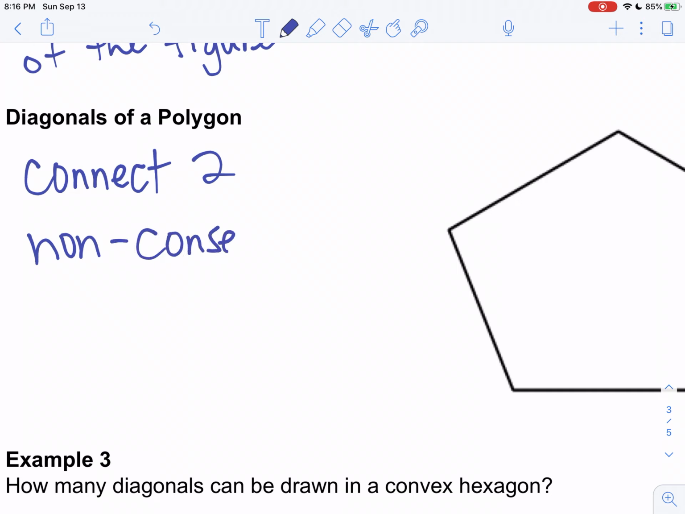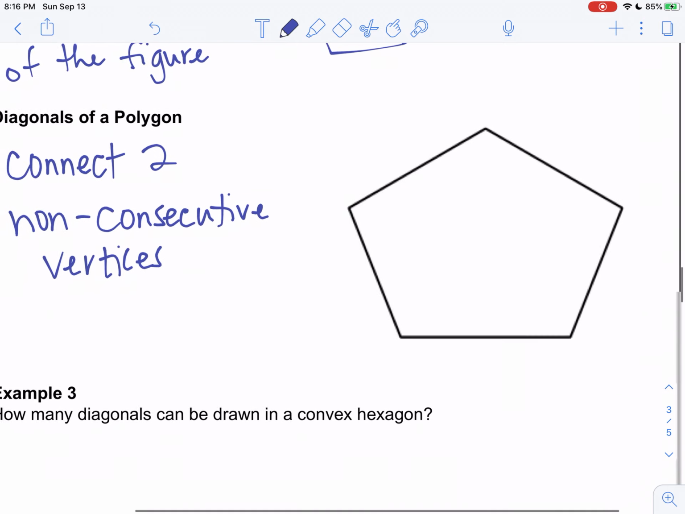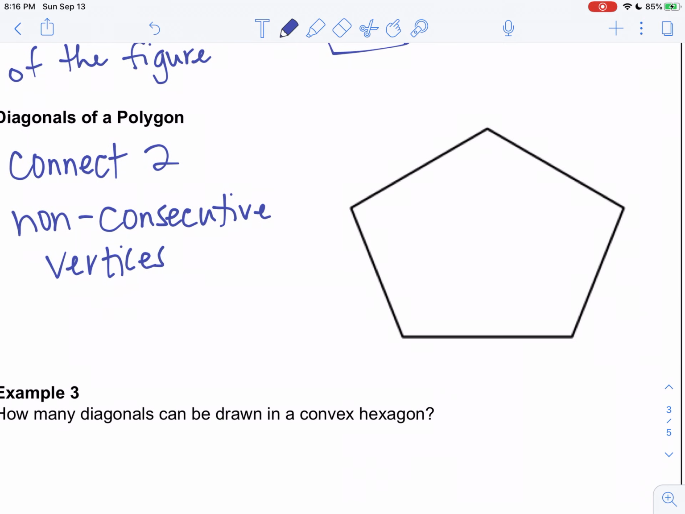non-consecutive vertices. So in other words, we're trying to connect 2 corners that aren't already connected. So here's one corner, here's another one. There's one pair of vertices that connect, and then here's another one. Okay, moving on to the next corner. Connect these and these. These are also diagonals.